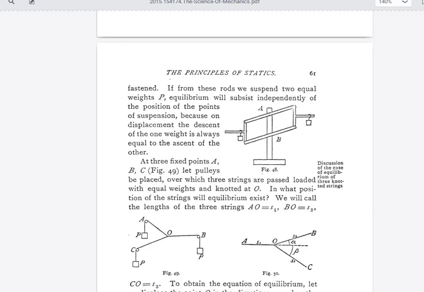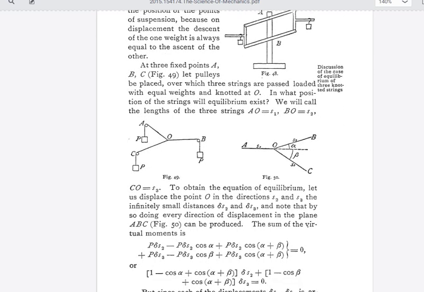At three fixed points A, B, C, figure 49, let pulleys be placed, over which three strings are passed loaded with equal weights and knotted at O. In what position of the strings will equilibrium exist? We will call the lengths of the three strings AO equals S1, BO equals S2, CO equals S3. To obtain the equation of equilibrium, let's displace the point O in the directions S2 and S3 the infinitely small distances delta S2 and delta S3, and note that by so doing, every direction of displacement in the plane ABC, figure 50, can be produced.